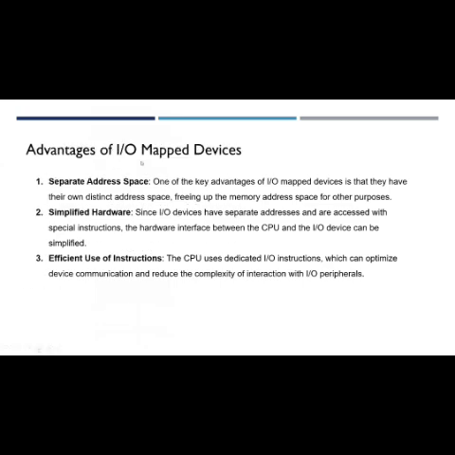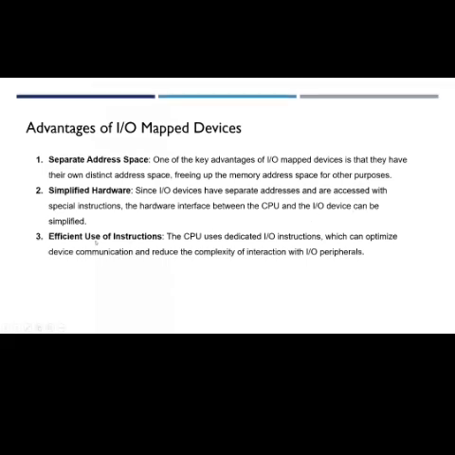Here are some advantages of input-output mapped devices. The first one is the separate address space. One of the key advantages of input-output mapped devices is that they have their own distinct address space, freeing up the memory address space for other purposes. Simplified hardware. Since input-output devices have separate addresses and are accessed with special instructions, the hardware interface between the CPU and input-output device can be simplified. Efficient use of instructions. The CPU uses dedicated input-output instructions, which can optimize device communication and reduce the complexity of interaction with input-output peripherals.